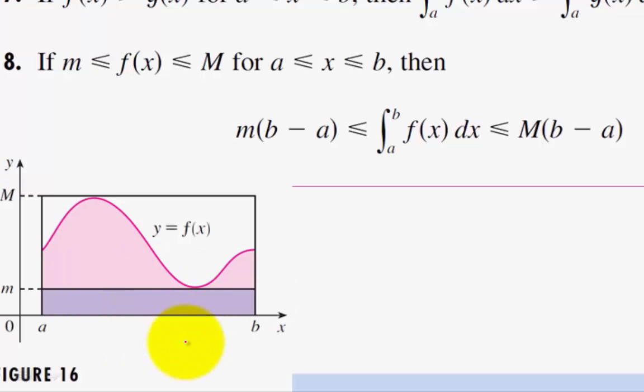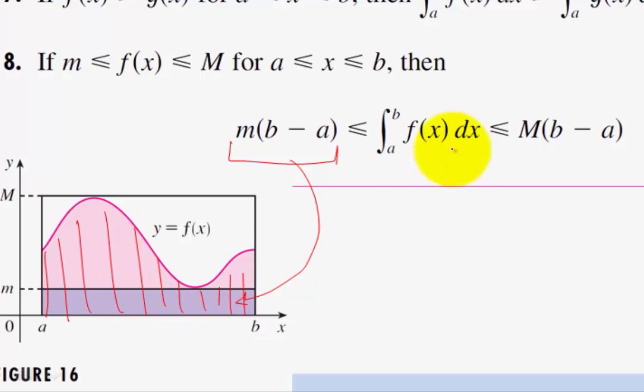Well, then what do we know? We basically know the area of this dark purple region there, because it's just the height times the width, b minus a. We know that is less than or equal to the area under our curve. So the area under our curve is actually the whole thing here.